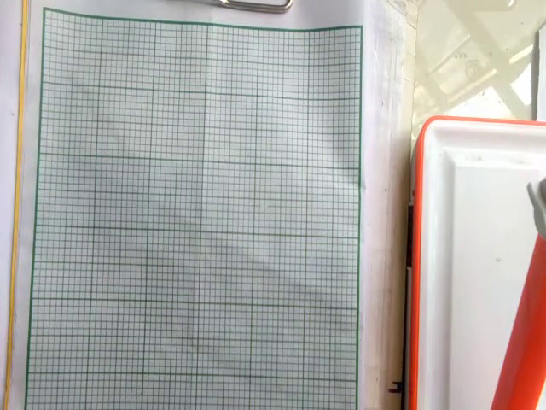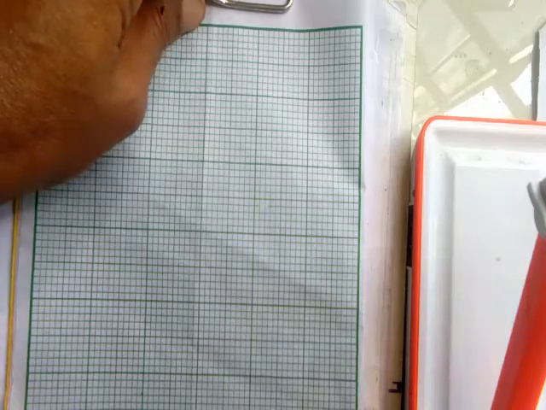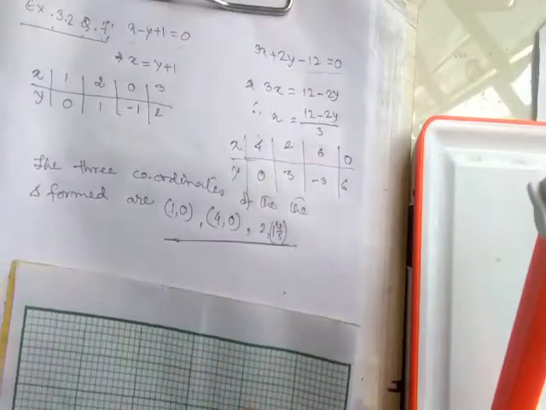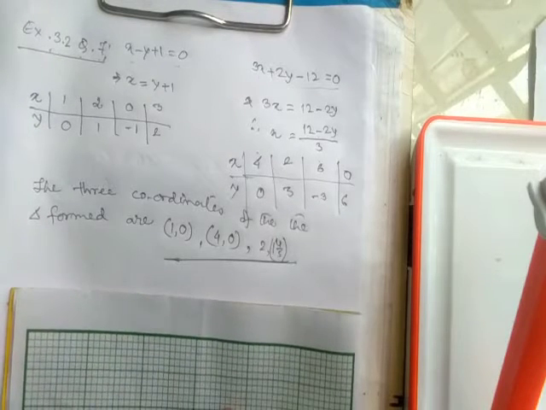Today I am going to show you how to solve graphically the simultaneous equation. I am taking exercise 3.2 question number 7. You are asked to draw the graph and find out the vertices of the triangle.